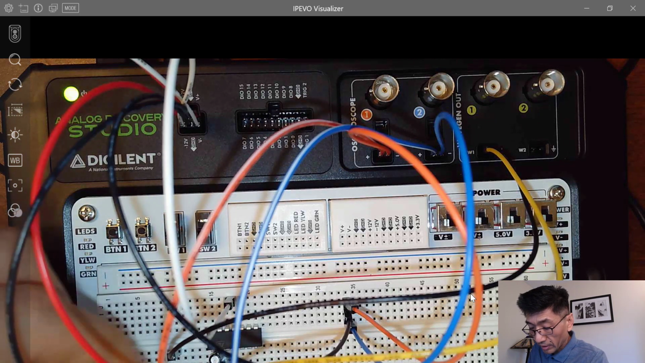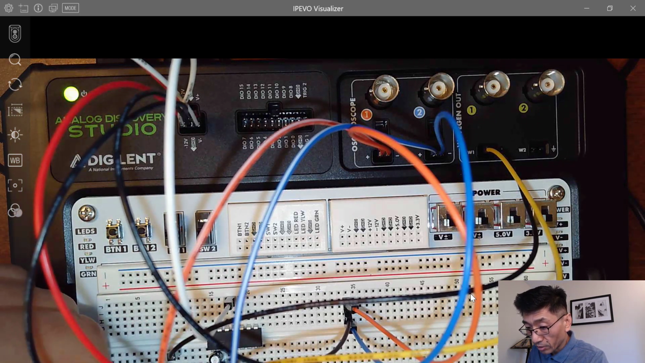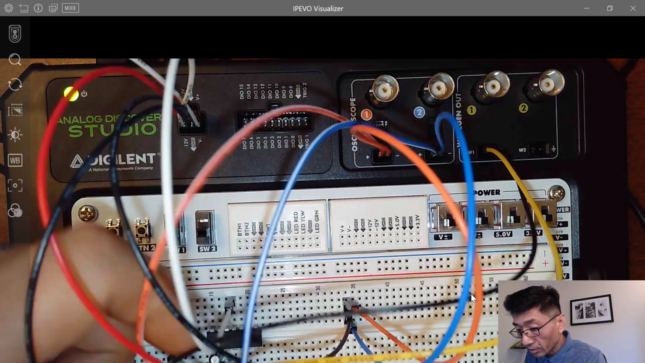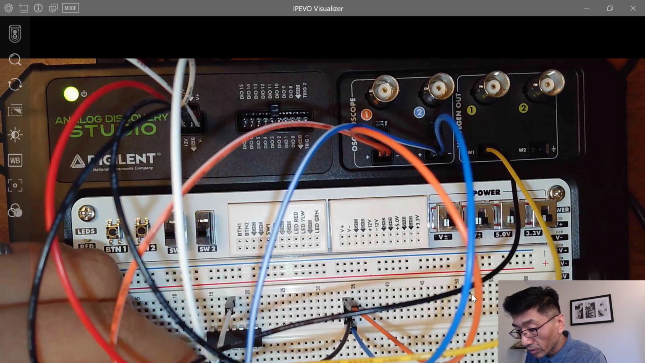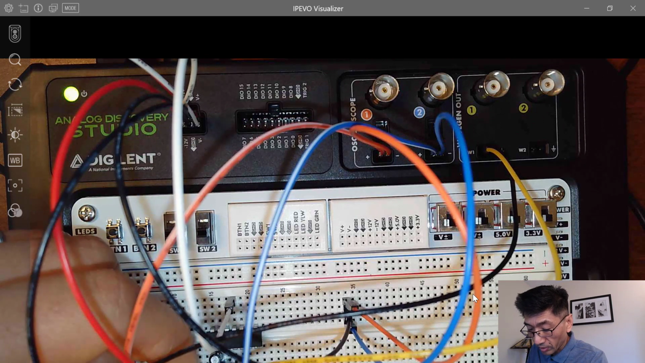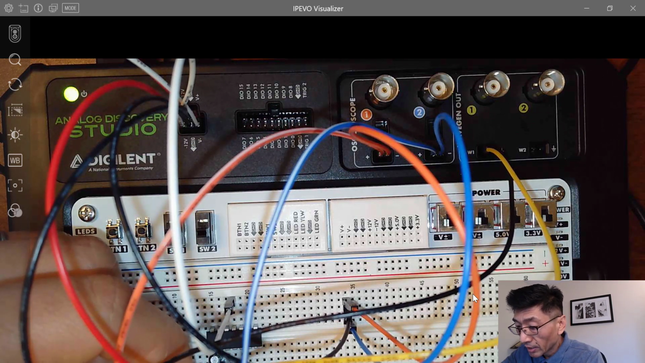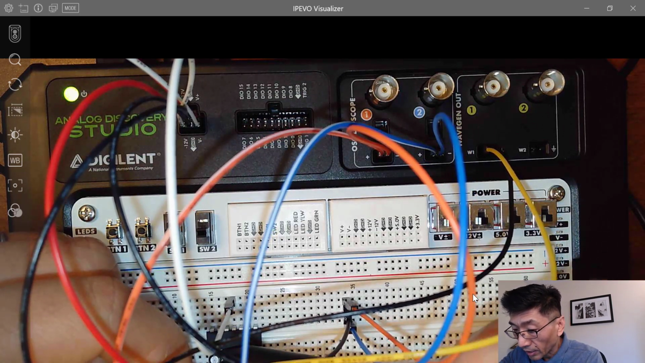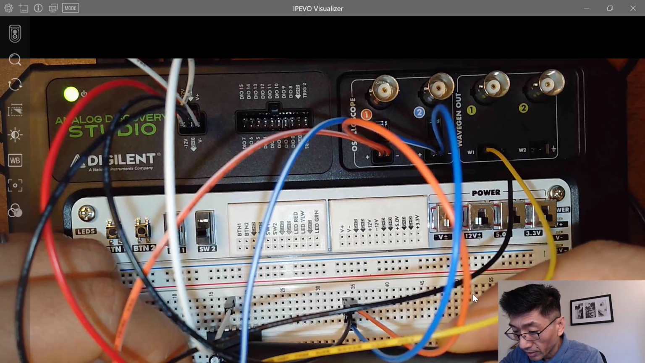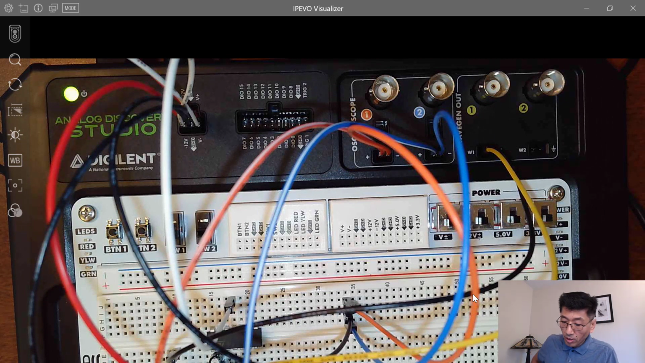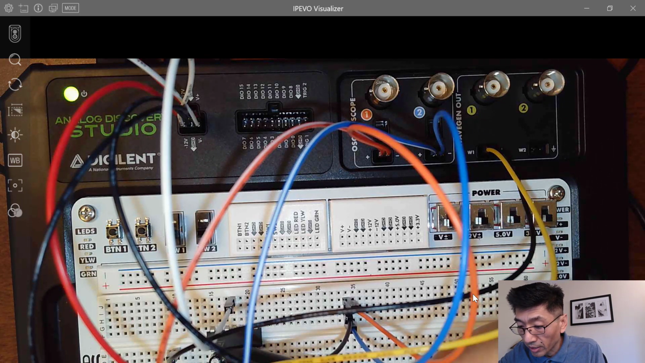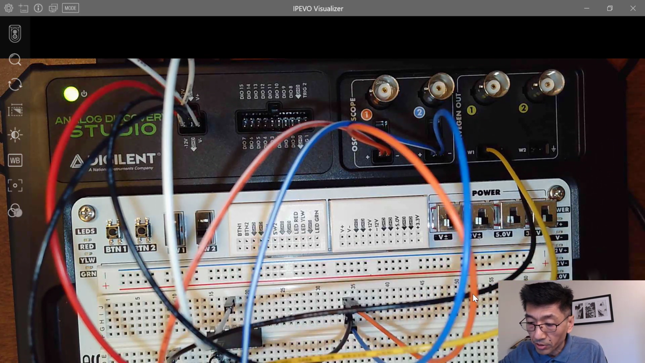So the 20K and the 10K go between 2 and 1. That's the inverting input to the output, and 1 is the output. And this little capacitor, I will cut it because otherwise the leads are too long and may short something. So I just cut it, and this capacitor here is in parallel with this 10K ohm resistance.